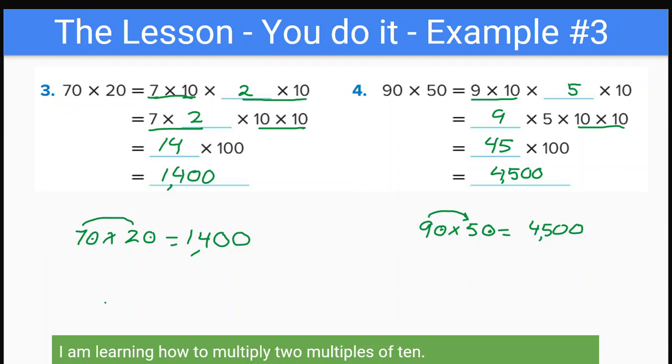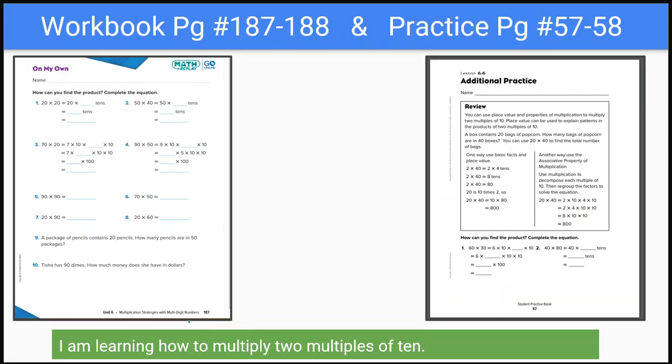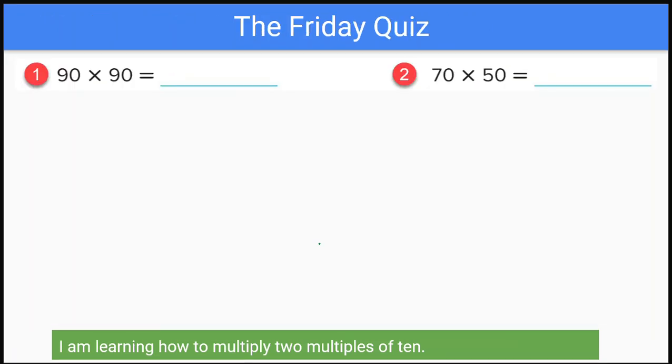So kids, right now you're learning how to multiply two multiples of 10 together. In class today, we're going to do workbook pages 187 and 188. You're going to do practice pages 57 and 58. They look like this. Now on the Friday quiz, we have this right here. We have 90 times 90. You can do it however you want.